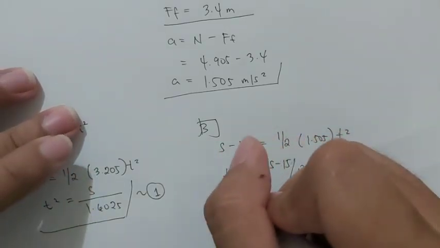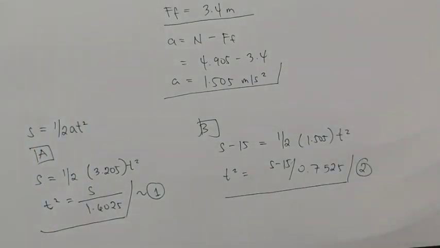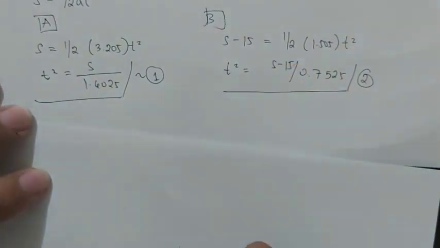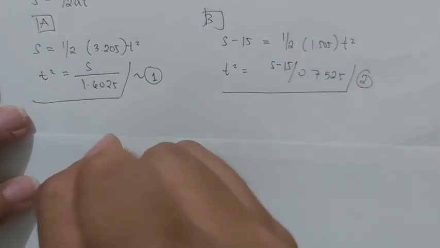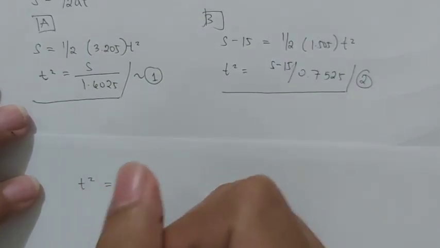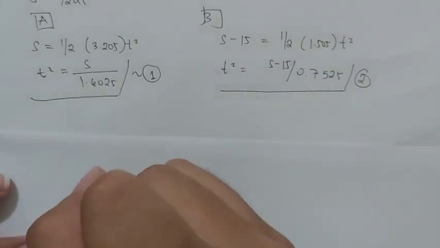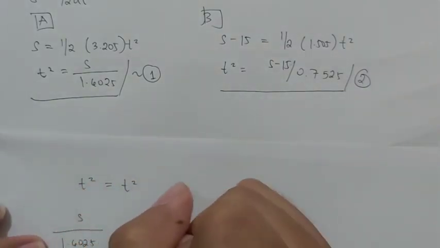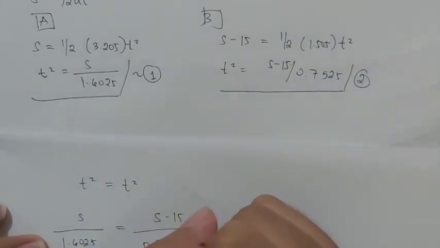So this will be our equation 2. Okay, so equate lang natin sila. Equate natin itong both equation natin. So let us say t squared is equal to t squared, since we are solving for only one time, so equal sila. So for block A, we have s all over 1.6025, then equals to the block B, which is s minus 15 all over 0.7525.